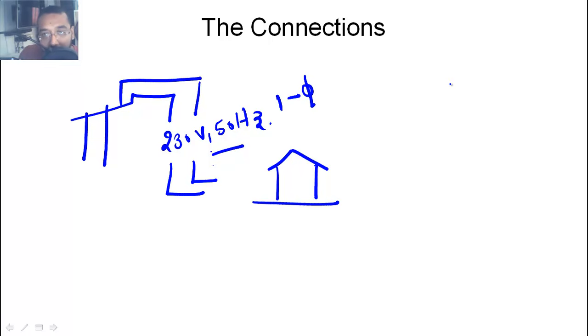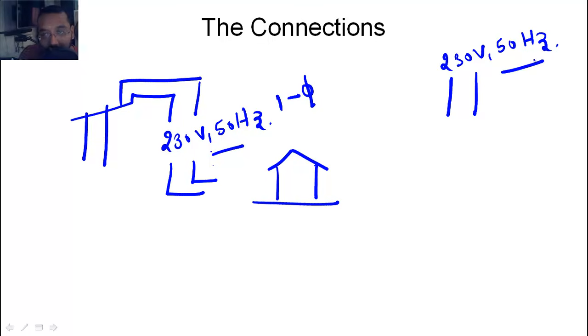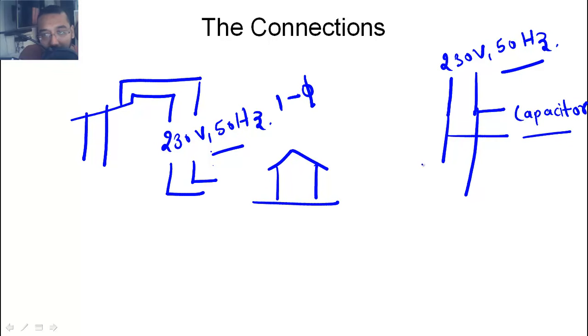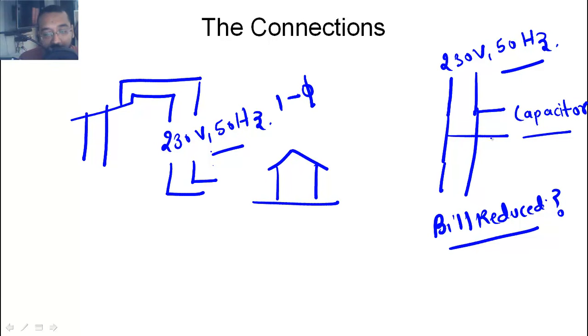Now whenever you are getting the 230 volt 50 hertz, at that time, if you connect the capacitor in parallel to the line, this will make your bill reduced. This is the fact we are checking. So this is said that bill is reduced if you are connecting the capacitor in parallel. Now what happens when you are connecting the capacitor in parallel? That is what we are going to discuss in this video.